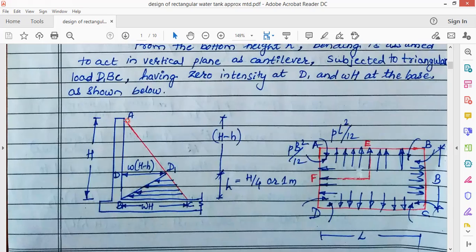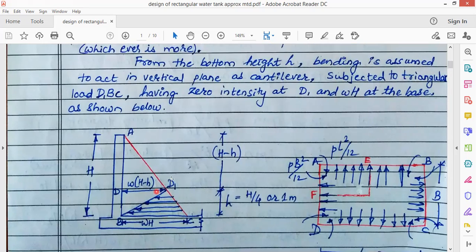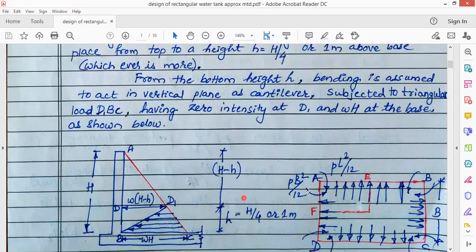This is the water pressure applied over the vertical wall of the water tank. At the top it will be 0 and at the bottom it will be maximum, that is w into H. But when we consider the cantilever action in this design, it will be for a height of small h, which is equal to H by 4 or 1 meter. We'll consider this triangle for the cantilever action, and the remaining portion we are going to design with the moment distribution method.